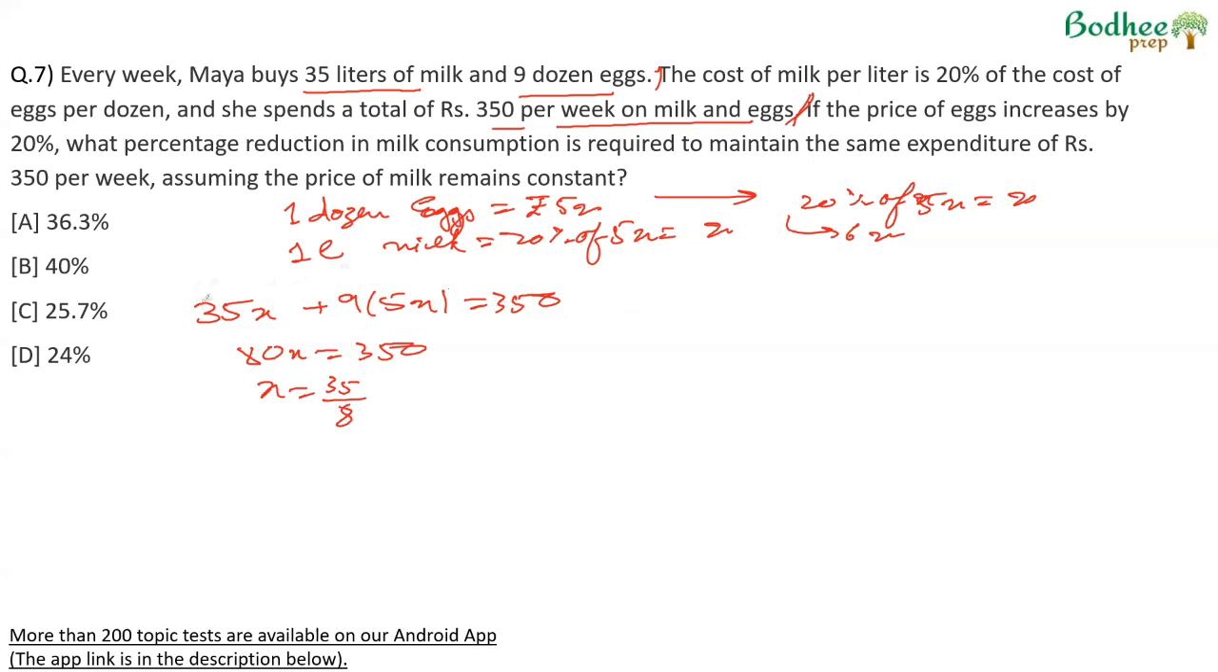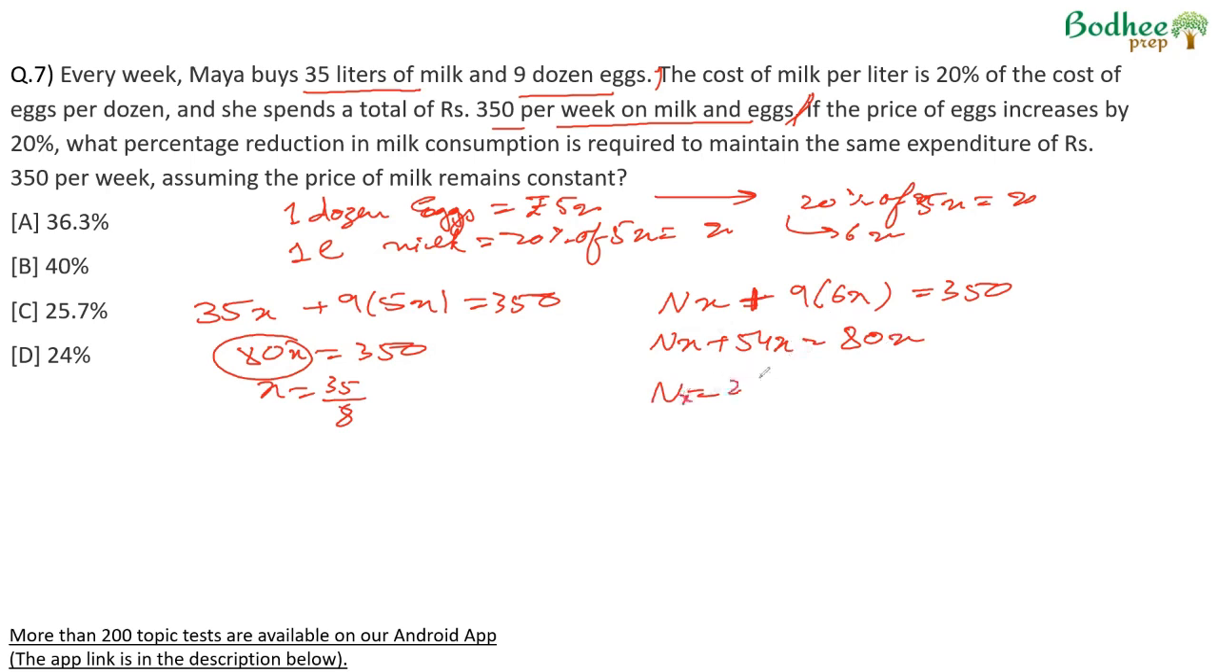Now suppose the amount of milk bought is n. N into x, the amount of milk bought, plus the eggs, which will be 9 into 6x. This becomes the new cost. This has to remain 350. So we can write nx plus 54x will be equal to the overall cost, which is 80x, which means nx will be 80x minus 54x, which is 26x. x and x cancel, so n will be 26. The new volume of milk to be bought is 26 liters.